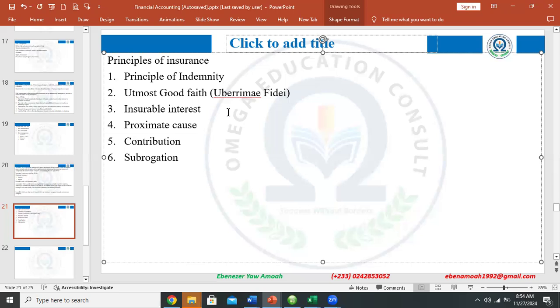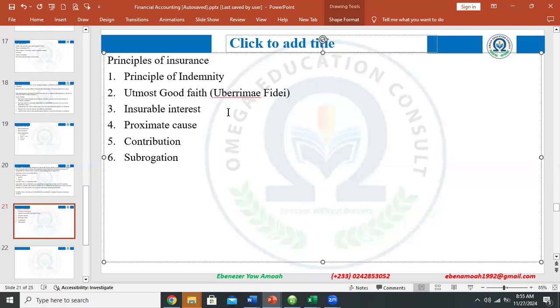Great. Yeah. And proximate cause. Let's say you insured your house against fire and there was a flood. The insurance company cannot compensate you for this because it wasn't insured against flood, but it was insured against fire. Okay, thank you very much. That's an awesome brief explanation of the issue.